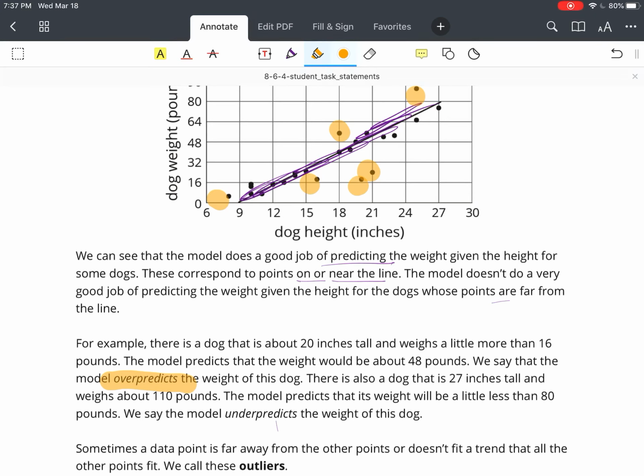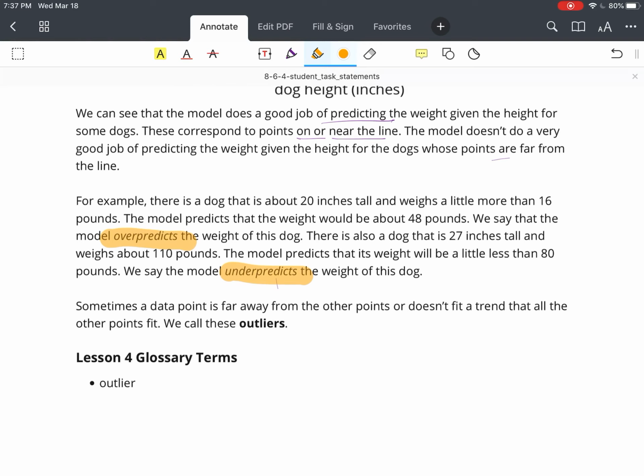There's also a dog that is 27 inches tall and weighs about 110 pounds. God, that's a big dog. The model predicts that its weight will be a little less than 80 pounds. We call this a negative residual, or under-predicts.